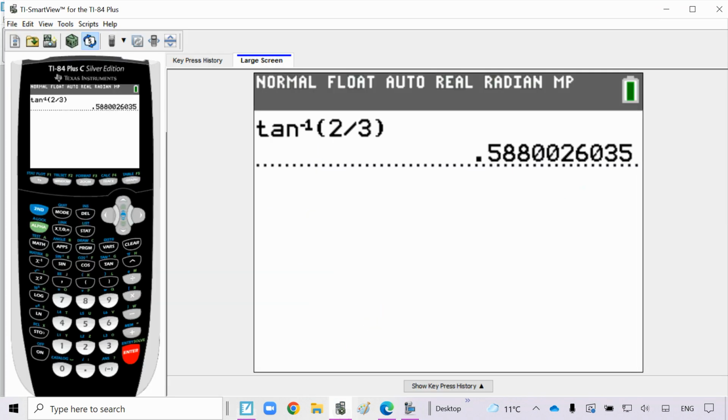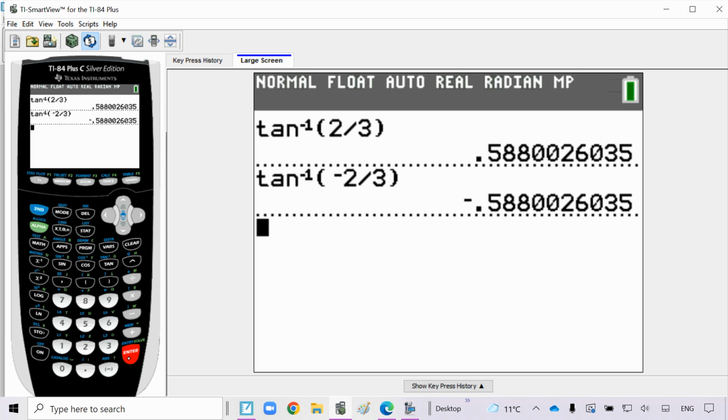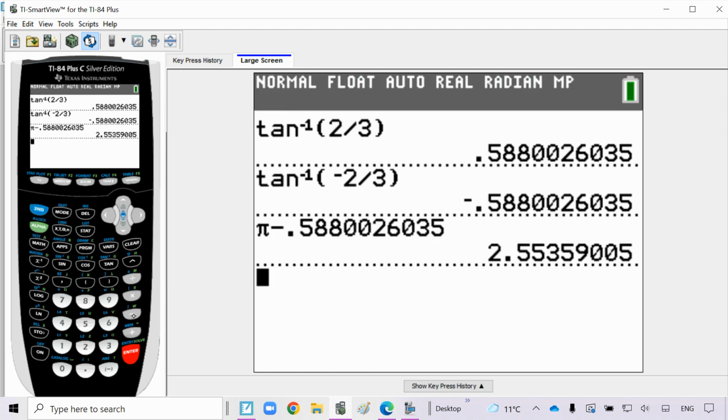Okay, so tan inverse of, let's do that again, but I'm going to back up and insert a negative in here. I'm going to get a negative angle. So to put that into quadrant number 2, I'm going to do pi minus my reference angle, which is my -1 over here.